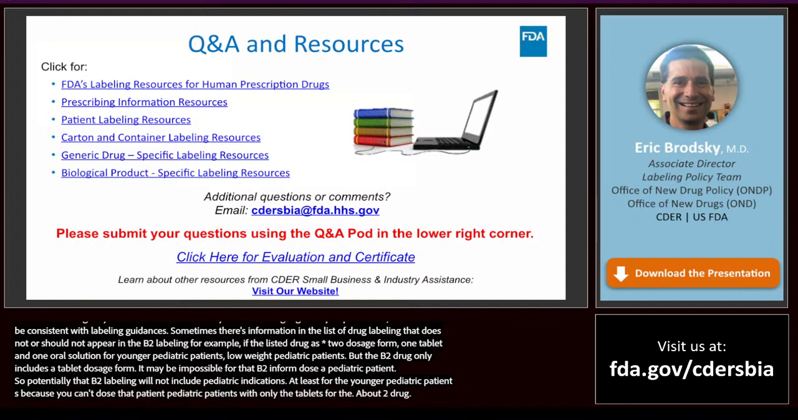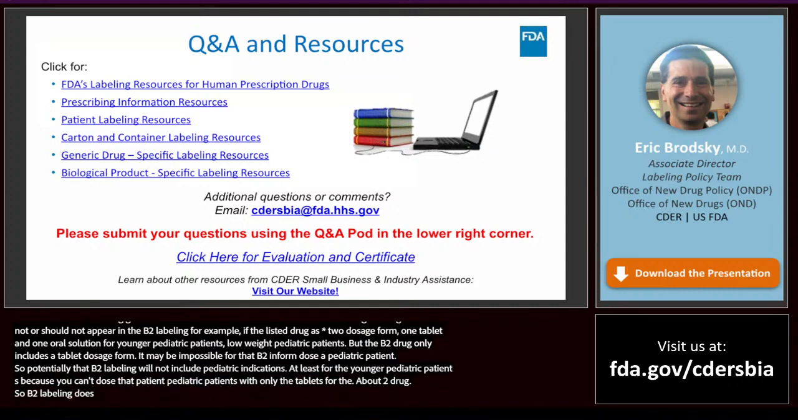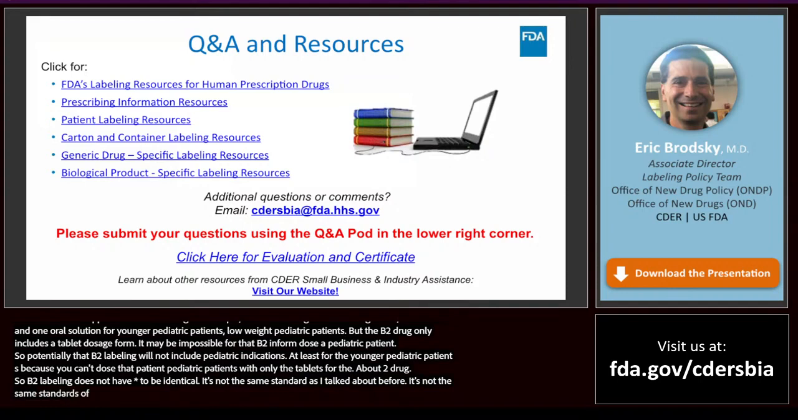So B2 labeling does not have to be identical. It's not the same standard as I talked about before. It's not the same standard as ANDA labeling. Generic drug labeling has to be the same as the RLD labeling, except for permissible differences. B2s do not have to be identical.